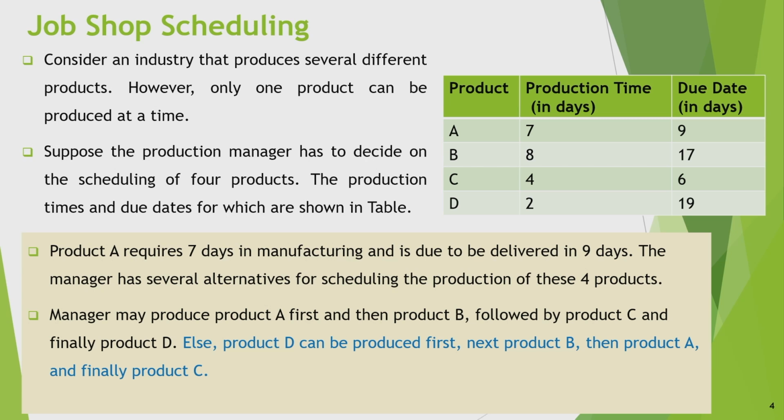Manager may produce product A first and then product B, followed by product C and finally product D. That means, we can do everything in the sequence given A, B, C, D like that, else product D can be produced first, next product B, then product A and finally product C. Many things can be done, sequencing can be different.